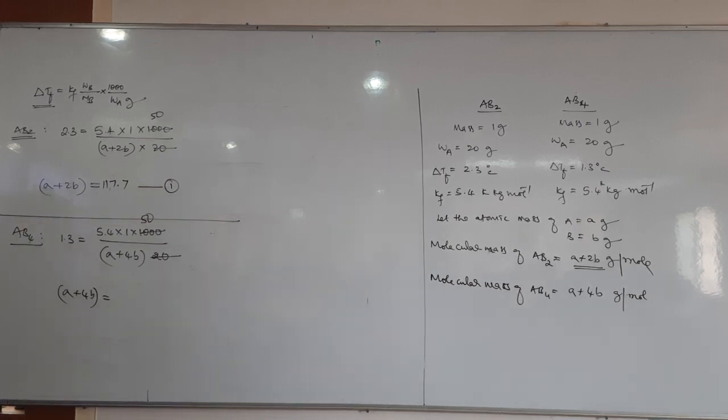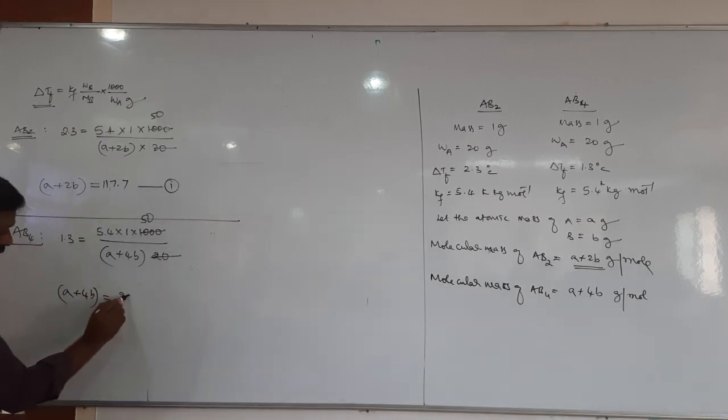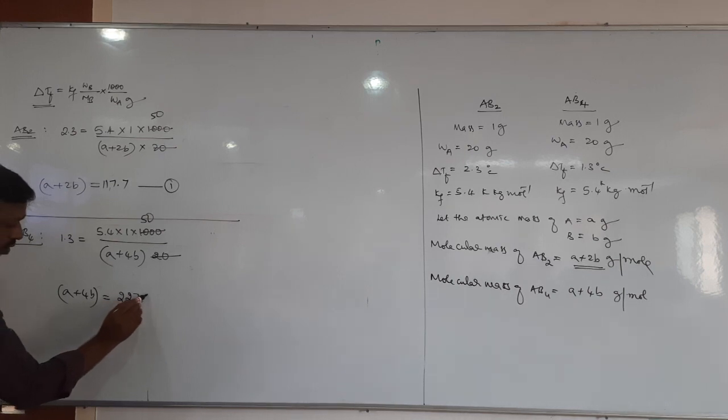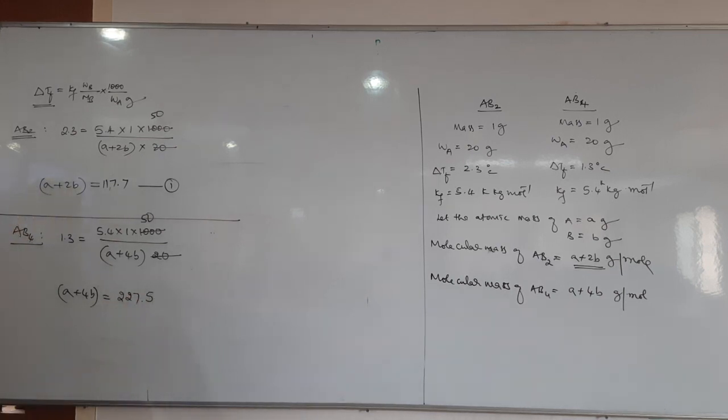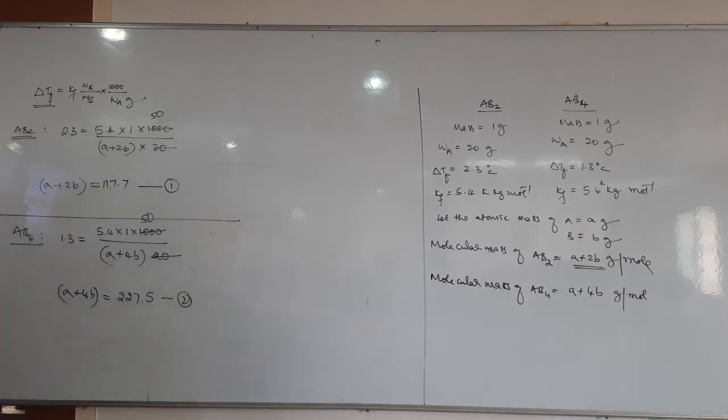You will get 200 plus. 227.5. Is it right? 227. Got anybody? If it is a 227.5, take equation 2. Okay? Then tell me, how do you get A and B value? Subtract A in equations 1 and 2.